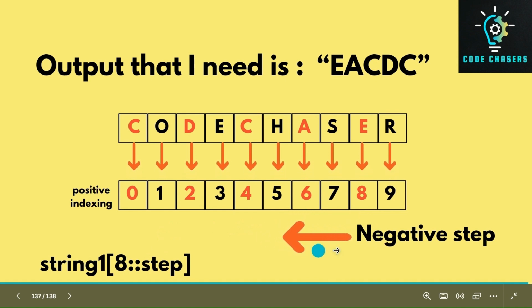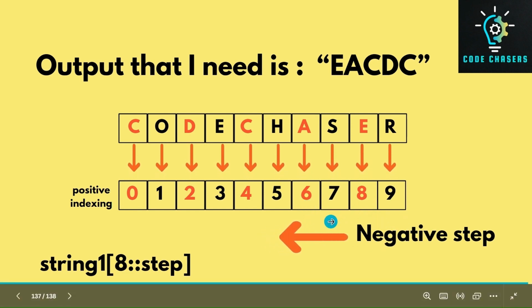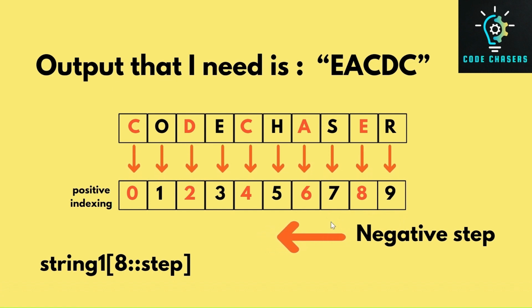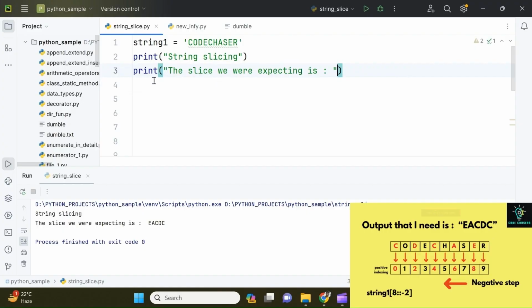Now the step parameter, as we have discussed, is negative. And the increment that we have been observing between the two indices: index number 8, which we are going to print, that is character E, and then we are printing index number 6, right? The increment that we have been observing here is 8 minus 6, that is 2. As it is a negative step, we need to give minus 2. Okay, my step here will be minus 2. We will see this part clearly in our coding session.